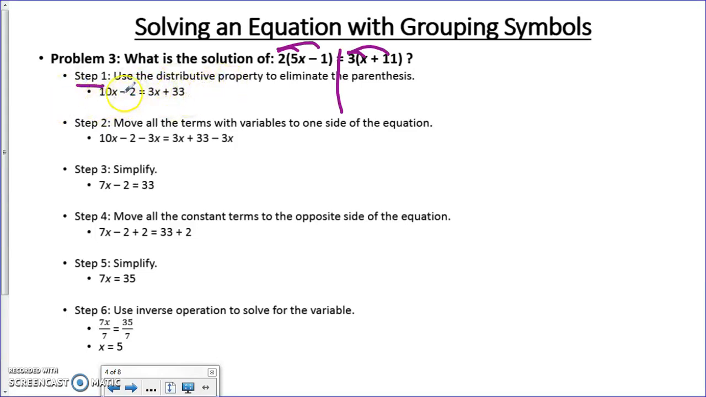Now this is your new equation. Draw your line where the equal sign is, and now it's just like the previous slide. Letters to the left, numbers to the right. So here we're going to move again all the terms with variables to one side of the equation. We have to get rid of this positive 3x, so we're going to subtract 3x from both sides. When we simplify, we get 7x minus 2 equals 33, and again this becomes a two-step equation. Add 2 to both sides, and then divide by 7, and you get x equals 5.